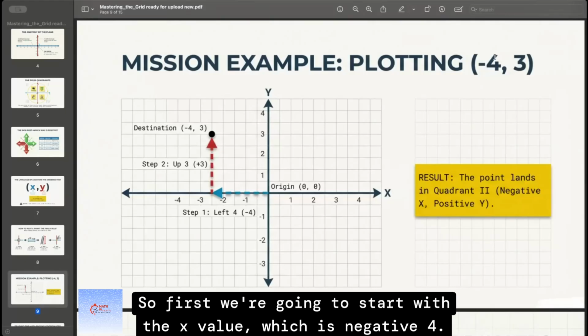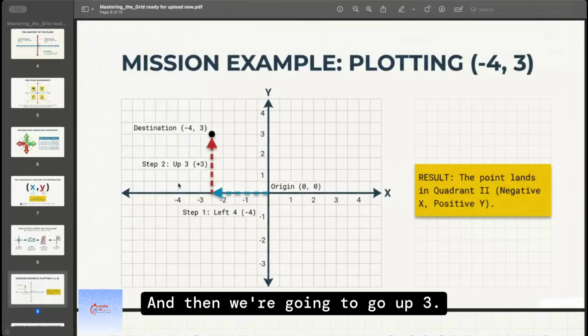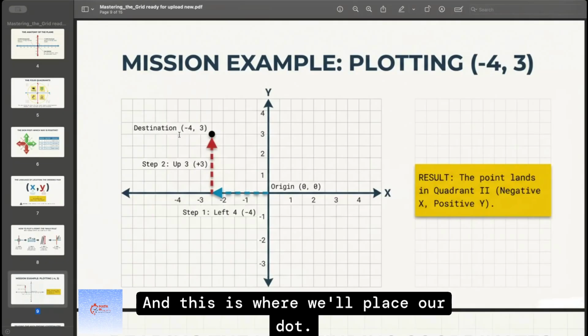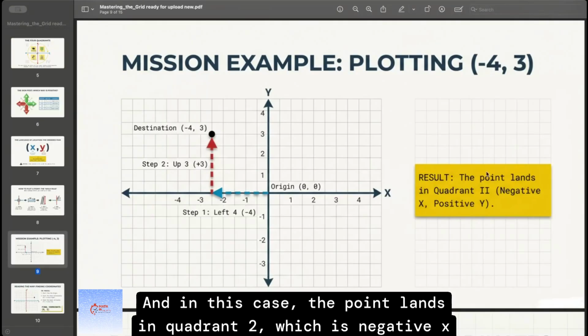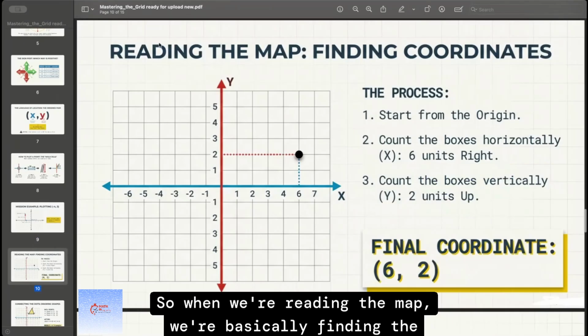So first, we're going to start with the x value, which is -4. And we're going to first go here all the way to -4. And then we're going to go up 3. And this is where we'll place our dot. And in this case, the point lands in quadrant 2, which is -x and +y, because -4 is negative and 3 is positive.